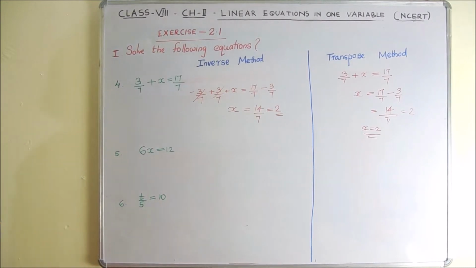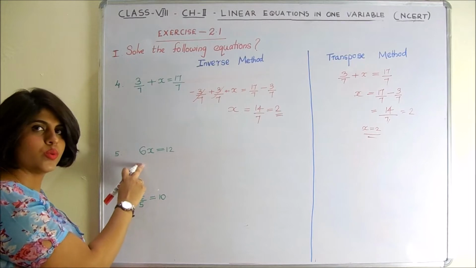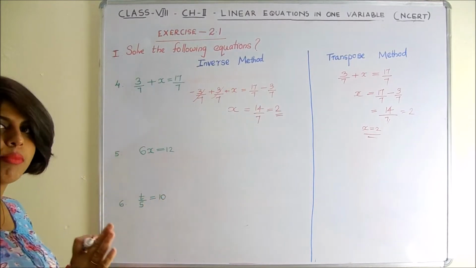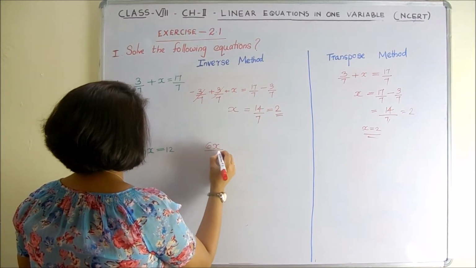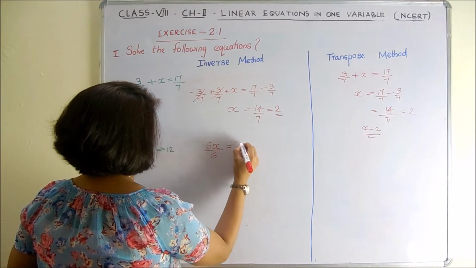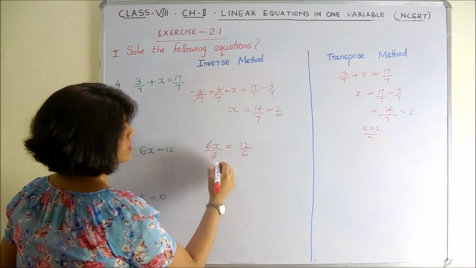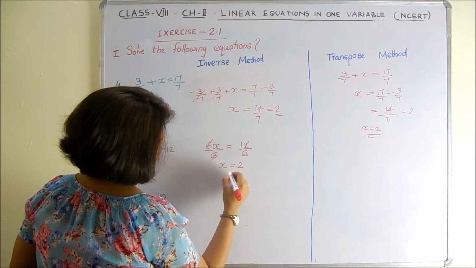For that, in the inverse method, we have to divide both sides of the equation by 6. So the equation becomes 6x divided by 6 equal to 12 by 6. This 6 will get cancelled. So x equal to 12 by 6, which is 2.